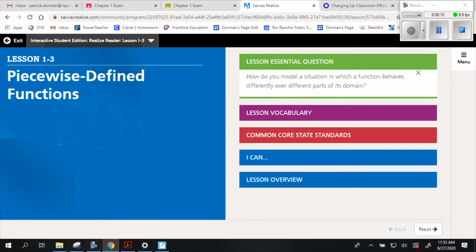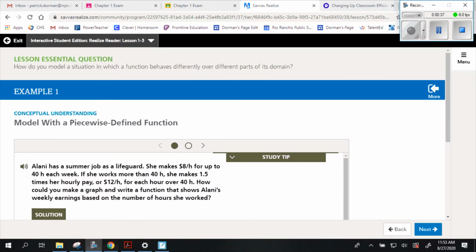Let's look at our essential question. How do you model a situation in which a function behaves differently over different parts of its domain? So this is what we're going to answer today. It's a pretty big question. We're going to answer it by looking at some piecewise functions, looking at the domains of these things. So let's get going. We will get right into example number 1.